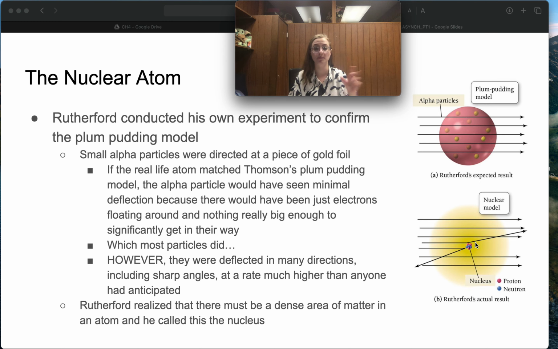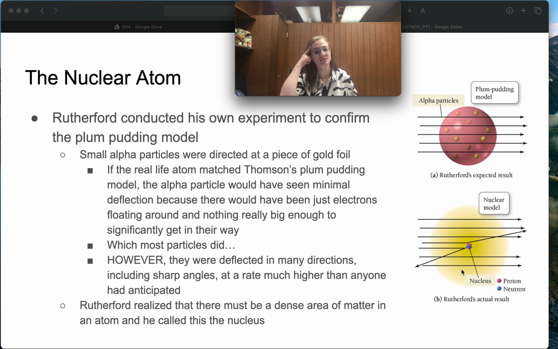There must be a lot of empty space because they're passing through the gold foil quite often. They pass through the gold foil more often than they are obstructed by whatever is there. However, every now and again, those particles are obstructed. So there must be something there to obstruct them. So he decided to call this the nucleus, and he theorized there must be a nuclear center to the atom where there's a very dense area of matter. And he called that the nucleus. So the nucleus would be the center of the atom with lots of empty space around it.